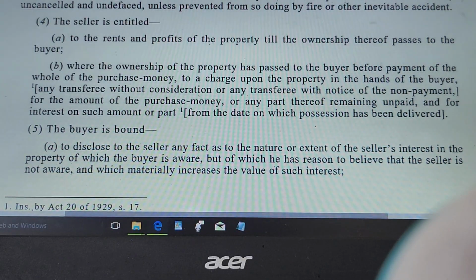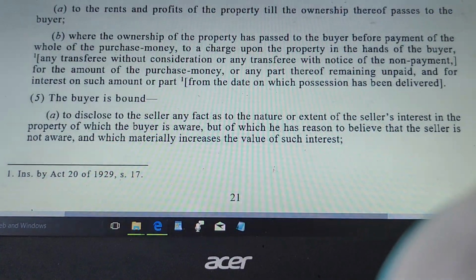5. The buyer is bound, A, to disclose to the seller any fact as to the nature or extent of the seller's interest in the property of which the buyer is aware, but of which he has reason to believe that the seller is not aware, and which materially increases the value of such interest.